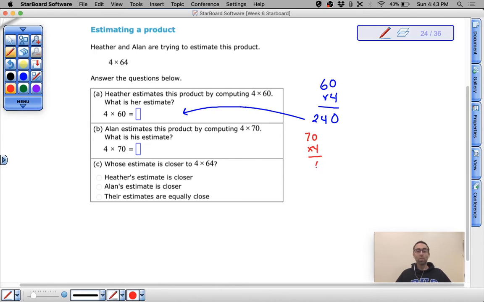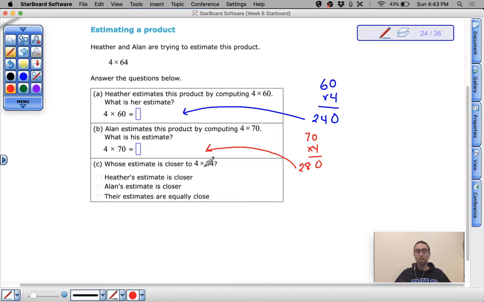0 times 4 is 0. 7 times 4 is 28. So his estimate is 280. So the next part, you have to figure out who's closer to the estimate of 4 times 64. Is Heather's estimate closer? Is Alan's estimate closer? Or their estimates are equally close?